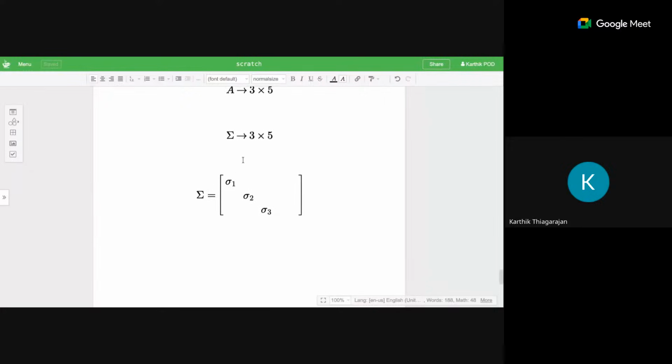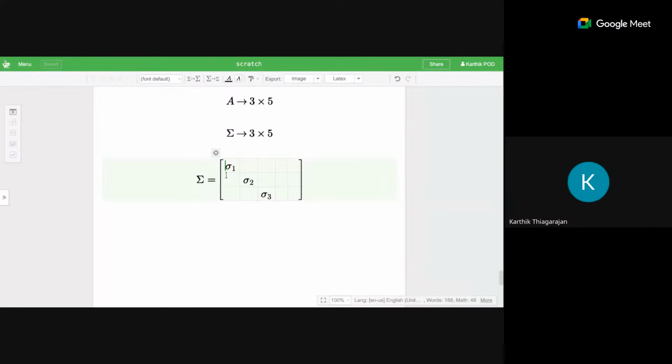Now, which of them will be positive? Out of sigma 1, sigma 2, sigma 3, how do you know where the positive singular values will stop? Why can't it stop at sigma 2? There is some quantity which will tell you which is the last positive singular value. Rank, right? If the rank is 2, for example, then sigma 1 and sigma 2 will be positive, and sigma 3 will be 0.